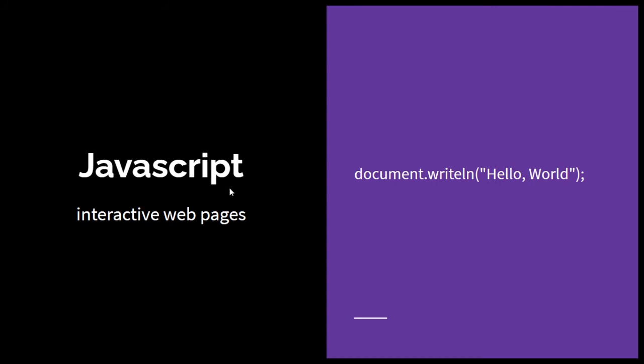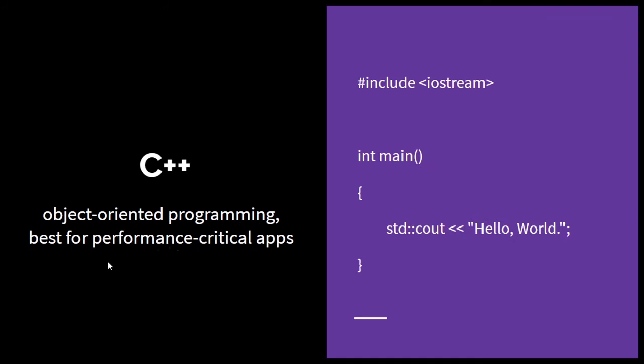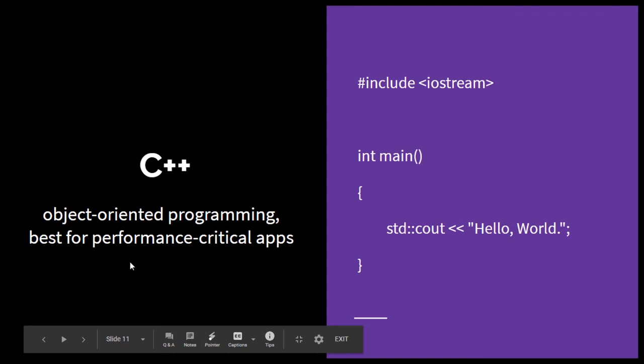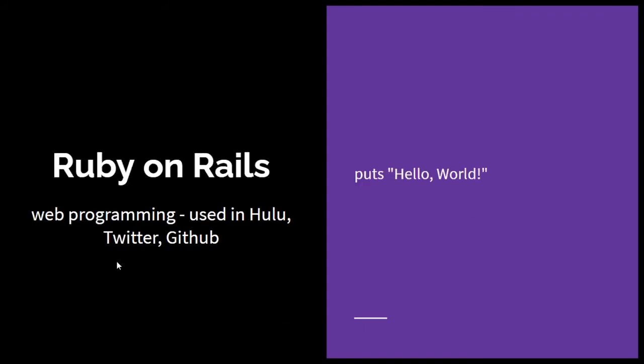JavaScript is used for interactive web pages. This is how you'd print hello world. C++ is based on object-oriented programming, which is a bigger concept that we won't cover in this course, but you may cover if you continue in programming. And it's best for performance-critical apps.